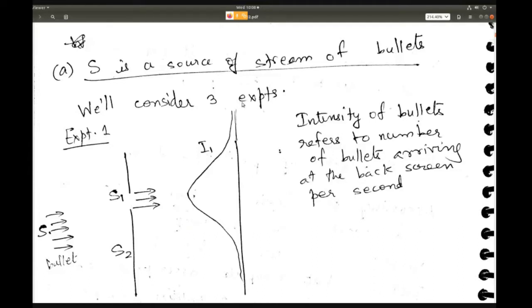And we'll now note how many bullets are coming in at this wall every second. The intensity of bullets refers to the number of bullets arriving at the back screen per second. So we'll count that, and that becomes our intensity. When you count this, you see that the intensity is highest at this point, so you have a peak here, and it is lower at the other points.